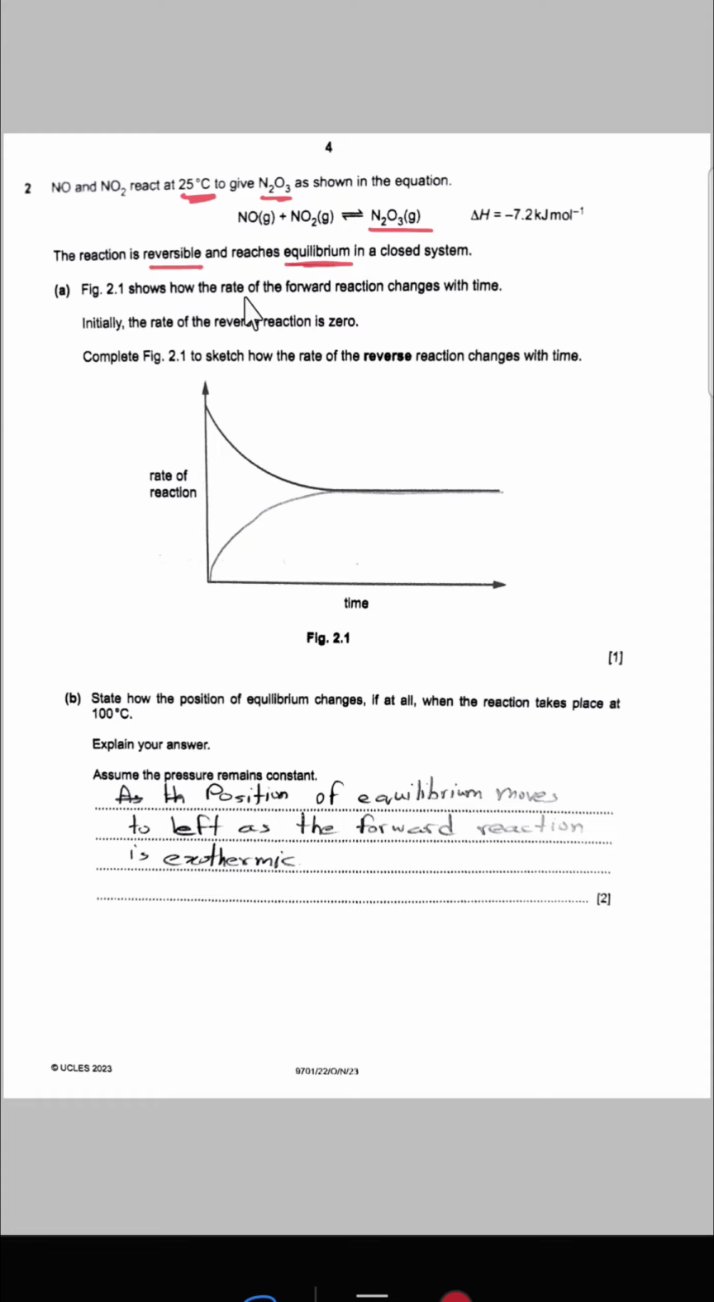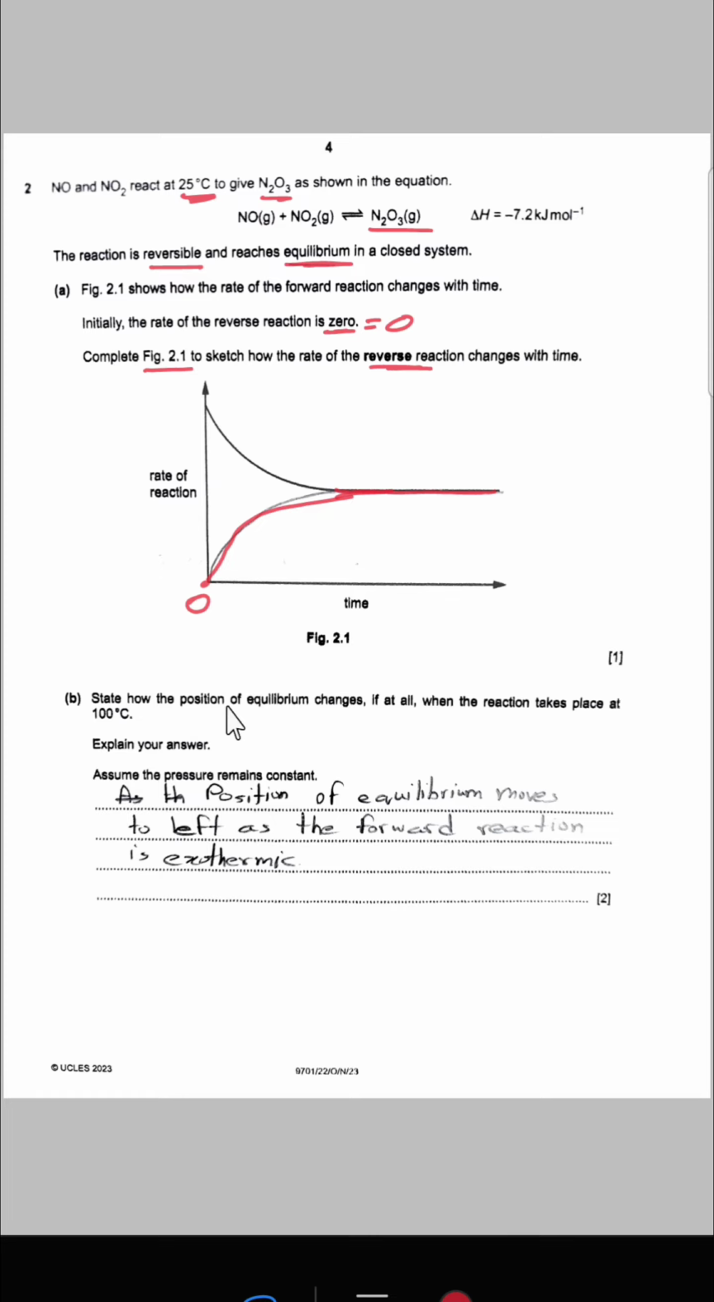Figure 2.1 shows how the rate of the forward reaction changes with time. Initially, the rate of the reverse reaction is 0. On figure 2.1, sketch how the rate of the reverse reaction changes with time. As the reverse reaction is initially 0, it starts from 0. At equilibrium, the rate of the forward reaction is equal to the rate of the backward reaction. Thus the rate increases from 0 until it reaches the equal rate.